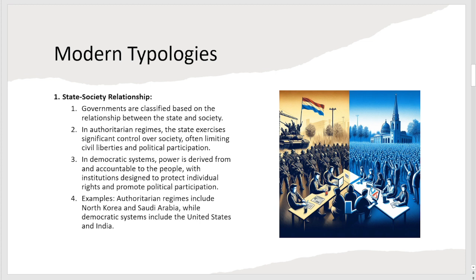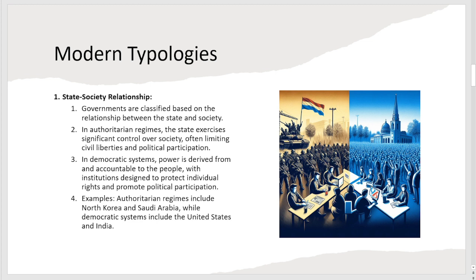Now the first typology looks at the relationship between state and society. Okay, the state tends to fall in the category of who rules. The state tends to rule, and the benefit tends to be for the society. So when we look at the first typology, the state-society relationship, we tend to focus on the government, and the classification is based on the relationship between the state and the society.